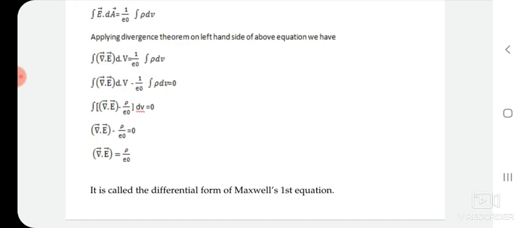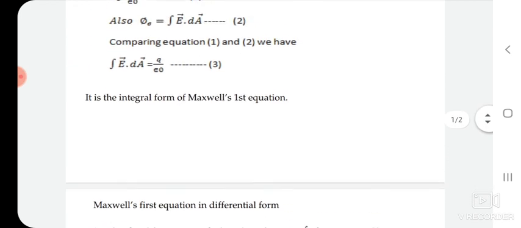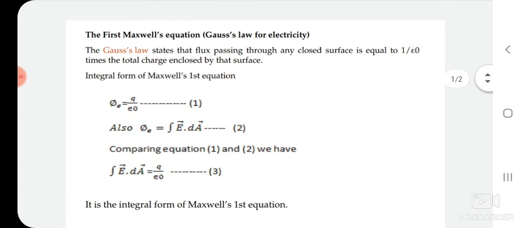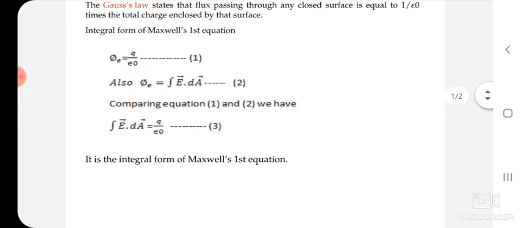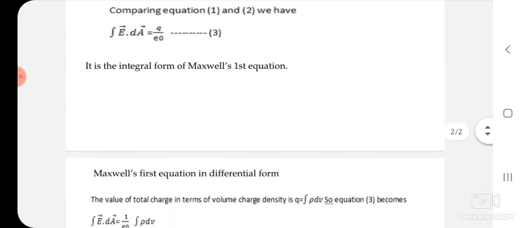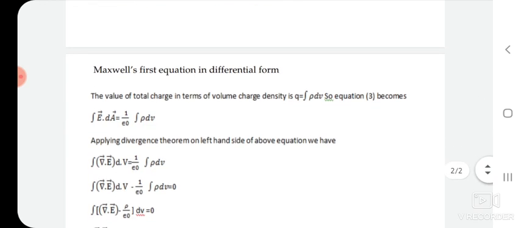This is the differential form of Maxwell's first equation. A very simple derivation, but this equation has its own importance in physics. Similarly, we will solve the second, third and fourth Maxwell equations in the next lecture. Okay. Thank you.